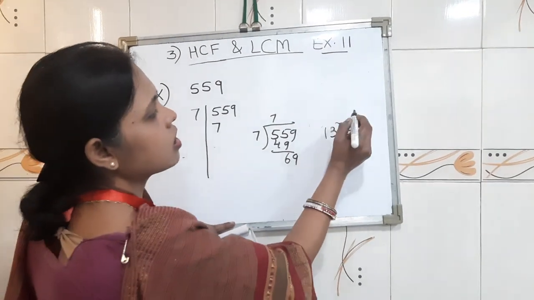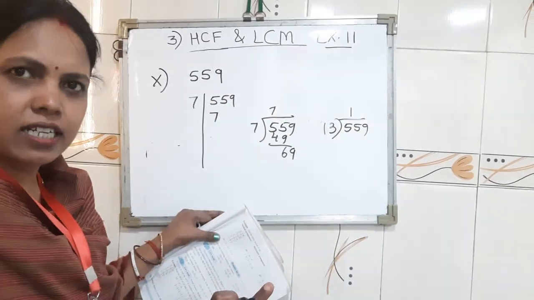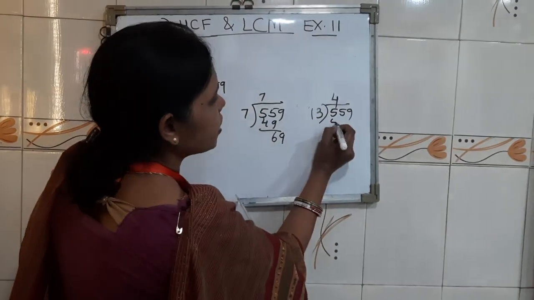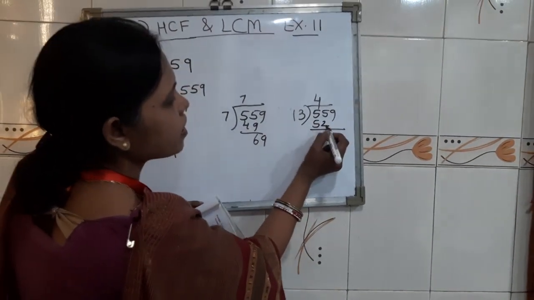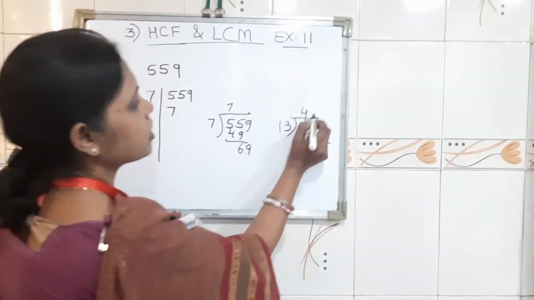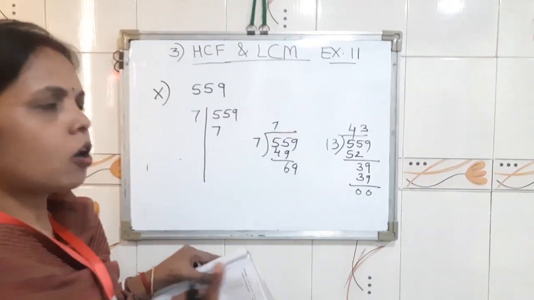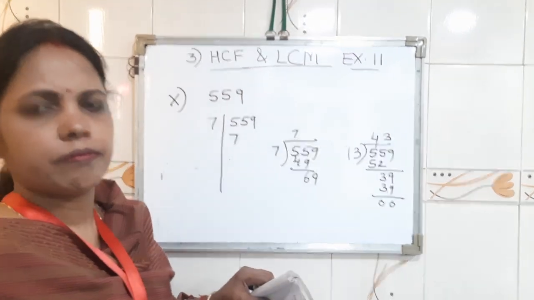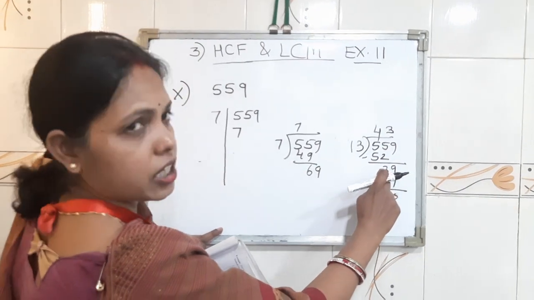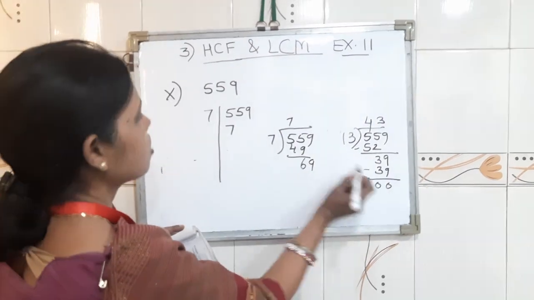Now next 13. 13 1s are 13, 13 2s are 26, 13 3s are 39, 13 4s are 52. 5 minus 2 is 3. Next number we will take 9. Now 13 3s are 39. Now I hope all the children understood the sum. 13 4s are 52. 5 minus 2 is 3 and 9. 13 3s are 39.